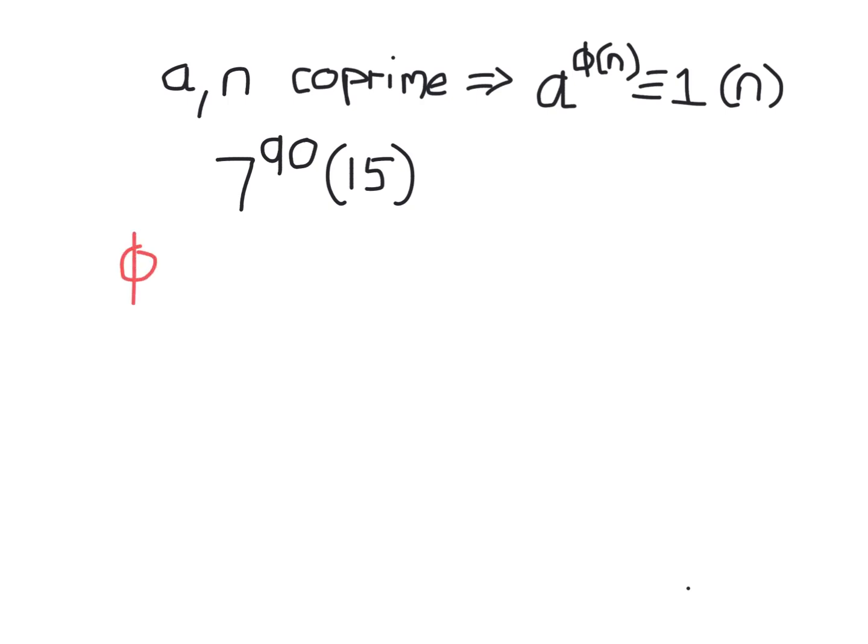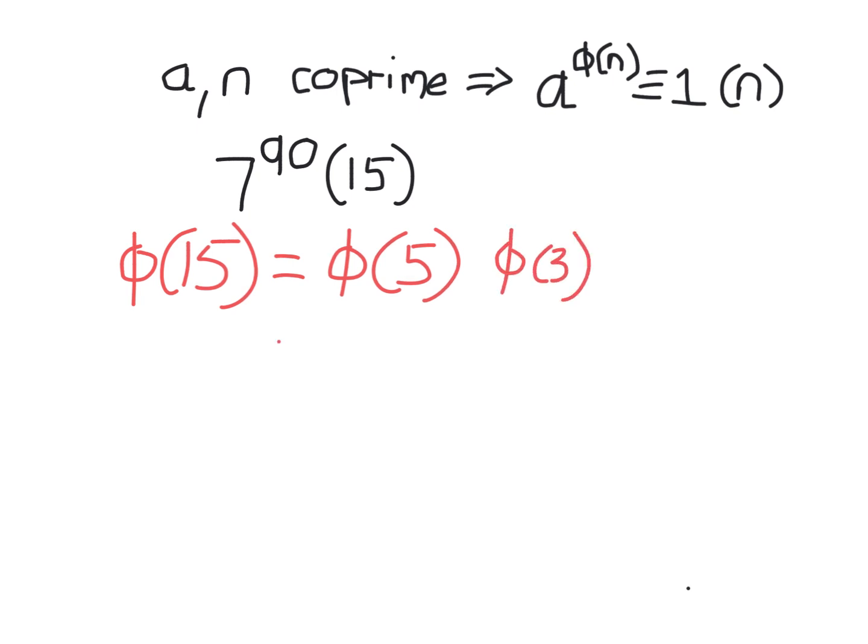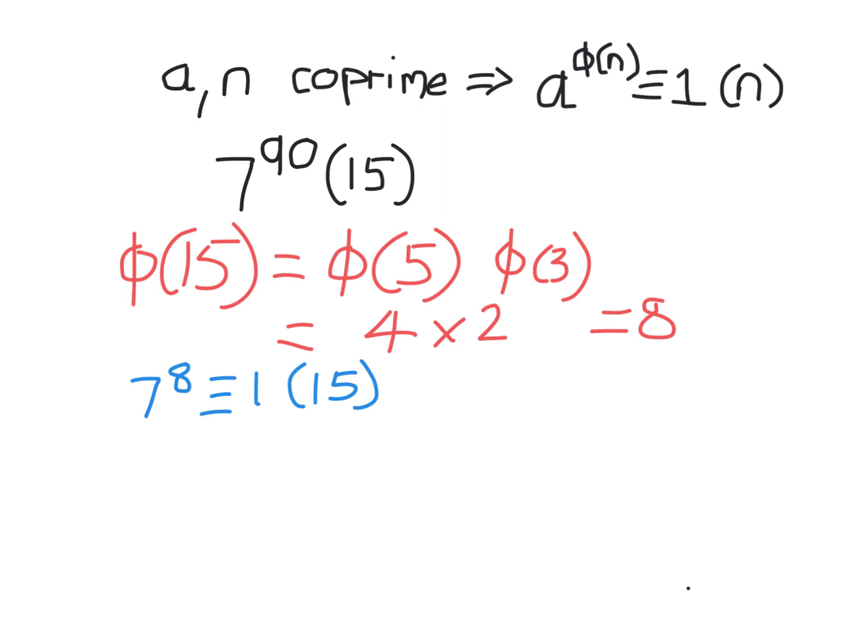So here n is 15. Phi of 15, remember, we write it as the product of primes. So 15 is 5 times 3. Phi of 5 is 4. Phi of 3 is 2. So phi of 15 is 8. So what does that mean? It means that because 7 is co-prime to 15, without even checking, we know that 7 to the power of 8, 7 to the power of phi of n, must be equivalent to 1 mod 15. Again, this works as long as A and N are co-prime, which they are in this case.